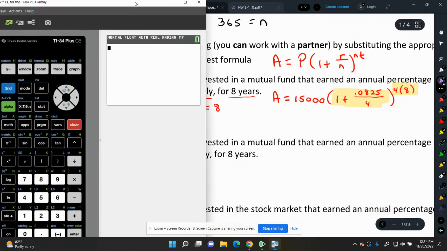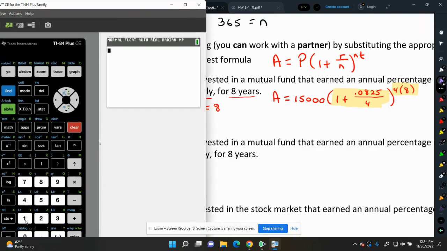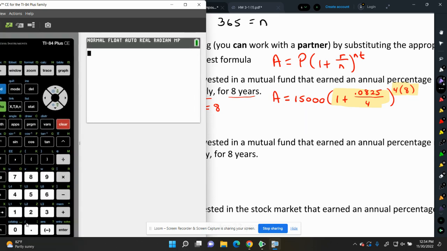All right, so we are looking at 15,000 parentheses 1 plus, now I'm going to use parentheses again, 0.0825 divided by 4, close my parentheses, and then close it again.